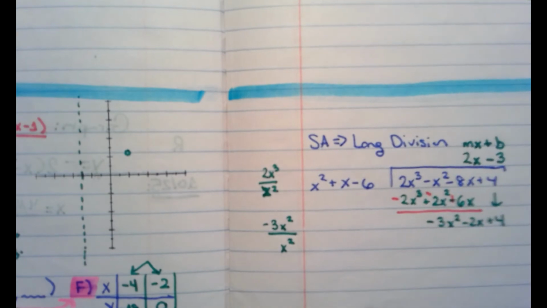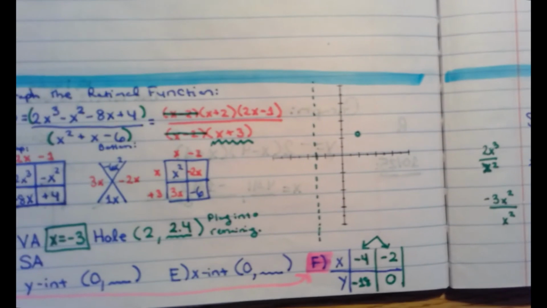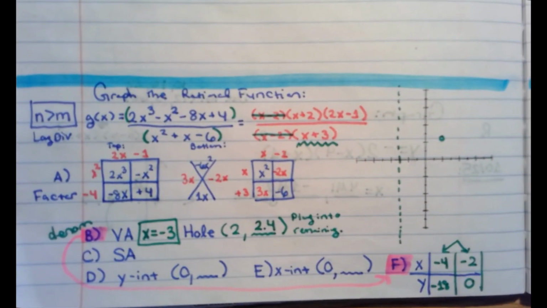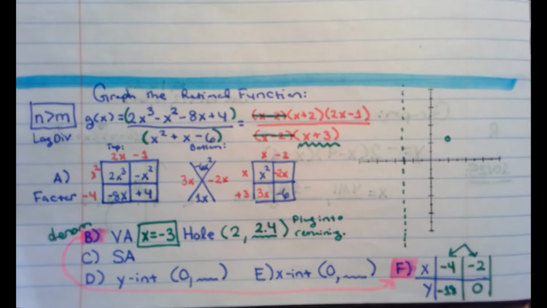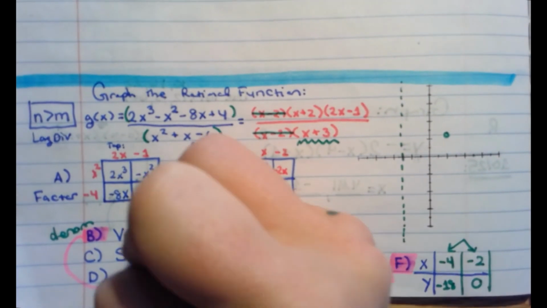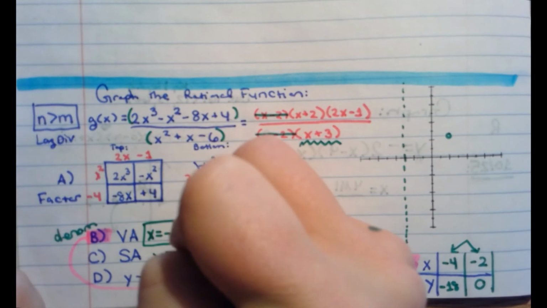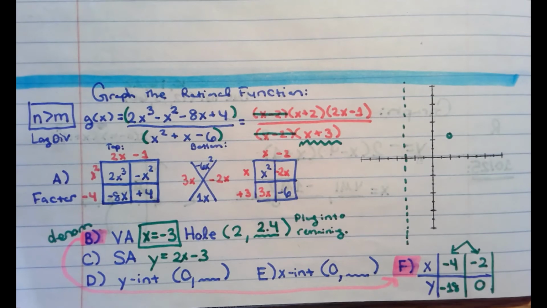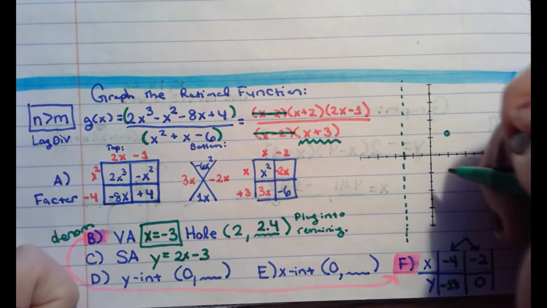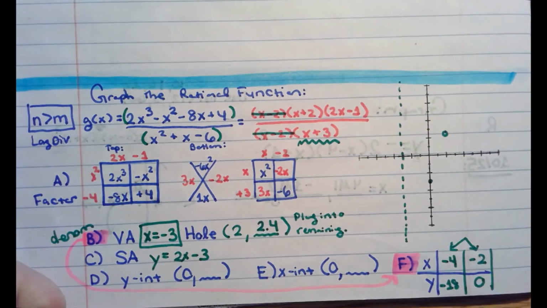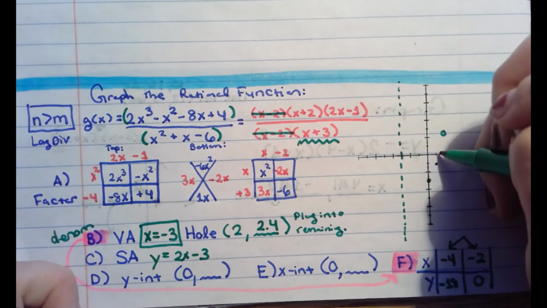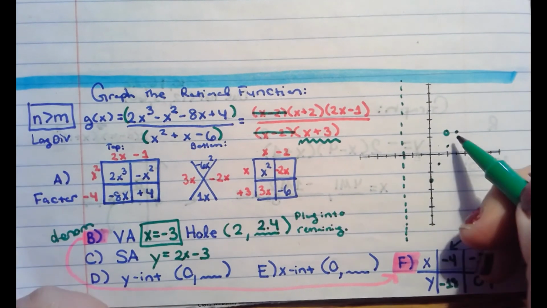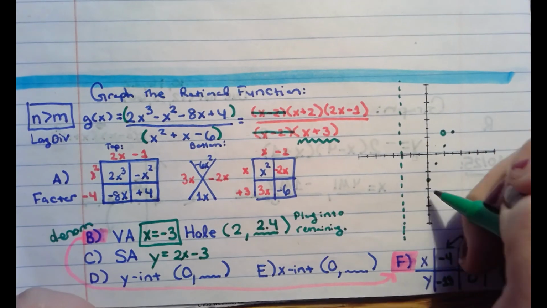Okay, so I am going to slide this back over to here. Okay, and our slant asymptote is 2x minus 3. So let's go ahead and start graphing that guy. So I have an up 2 and over 1. And instantly we can start to see that that hole pops up above it.